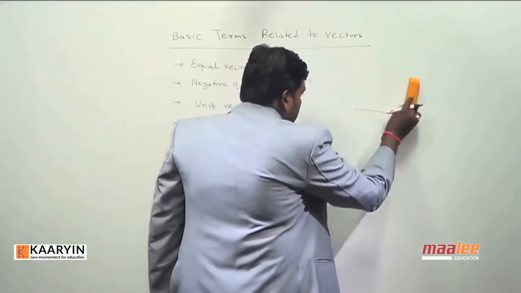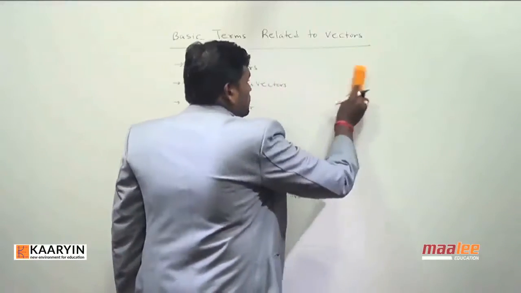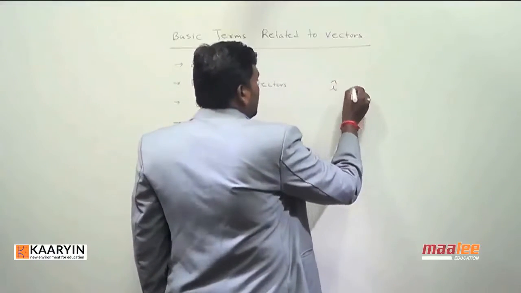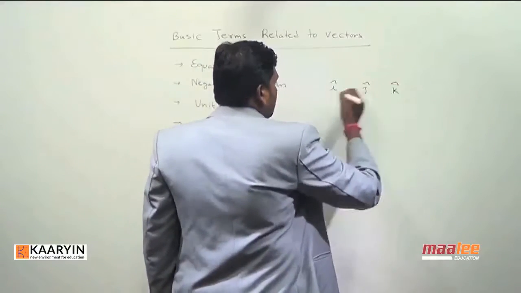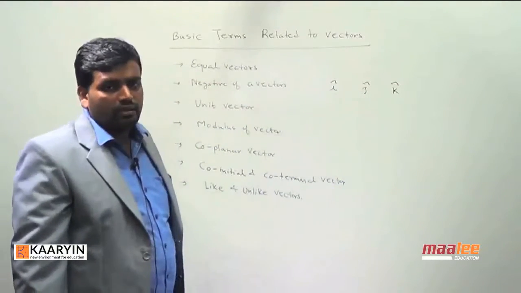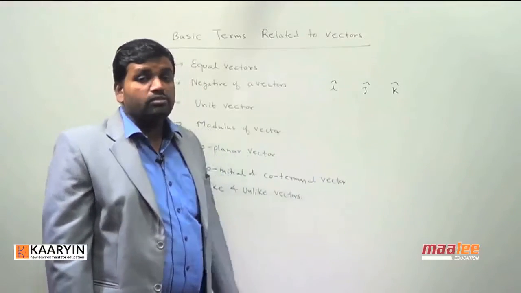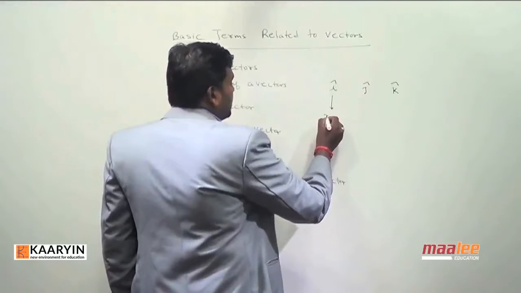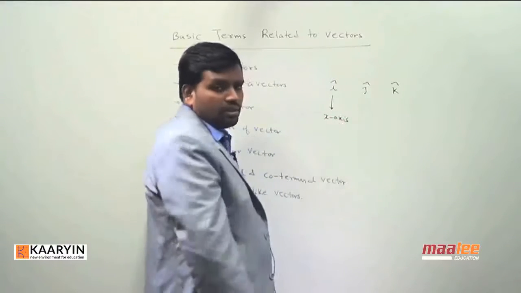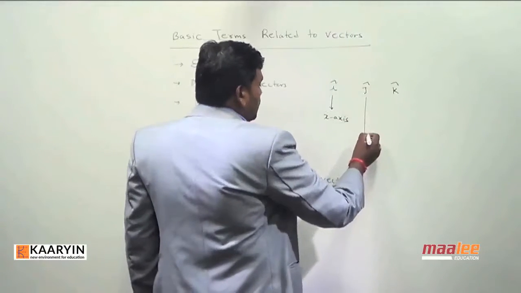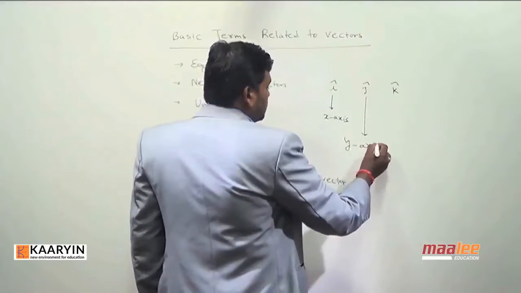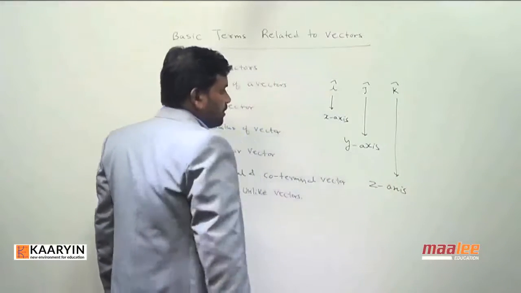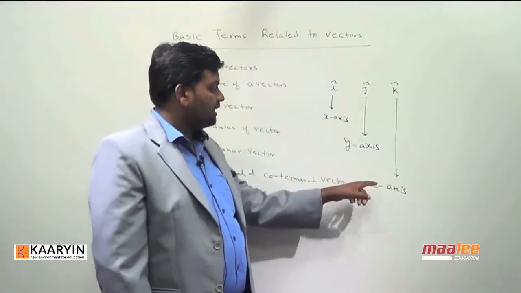See, next will come in this unit vector. You have heard 3 words, i cap, j cap, k cap. All students are aware of these words. What does i cap mean? i cap means unit vector along x axis. j cap means unit vector along y axis and k cap means unit vector along z axis. Unit vector along x axis, y axis and z axis.